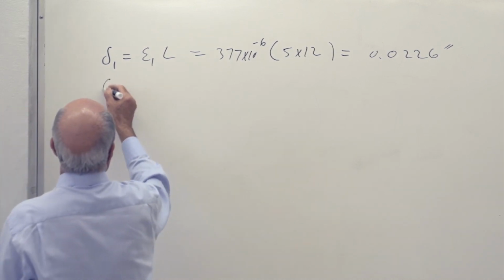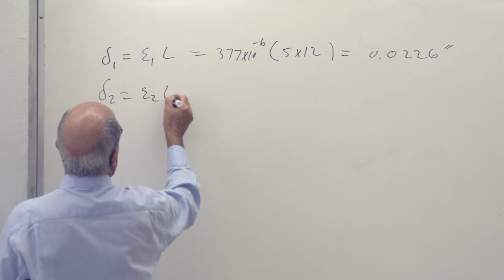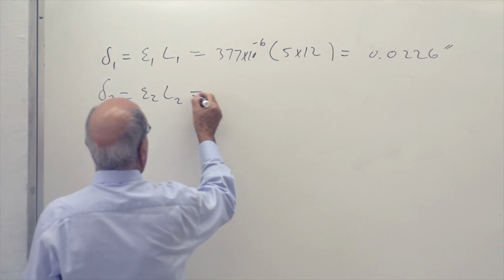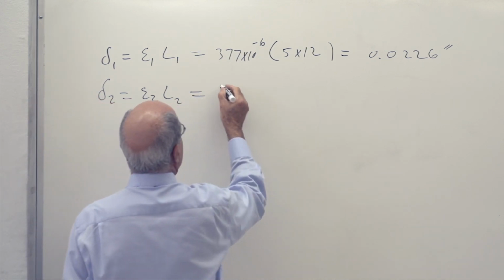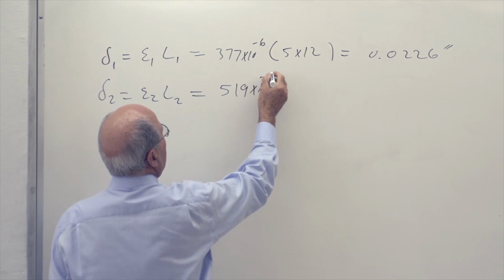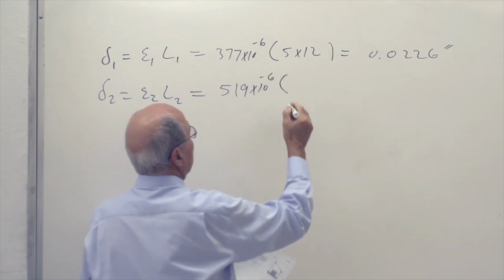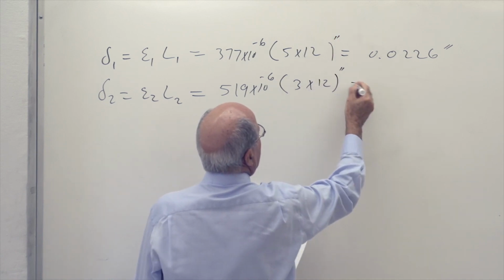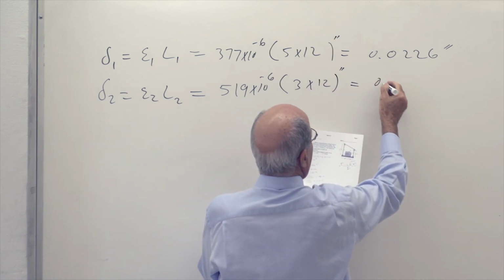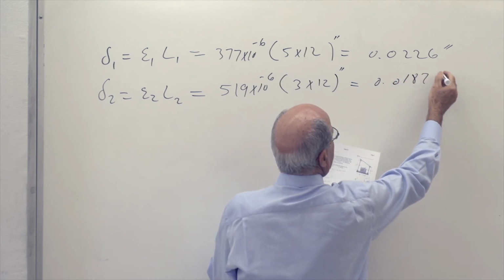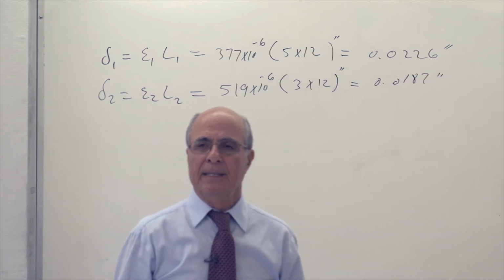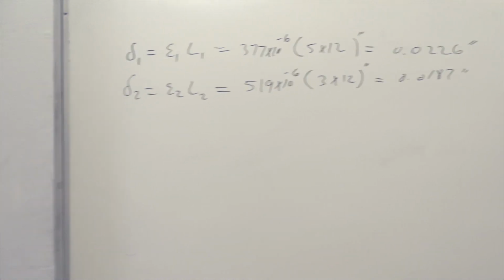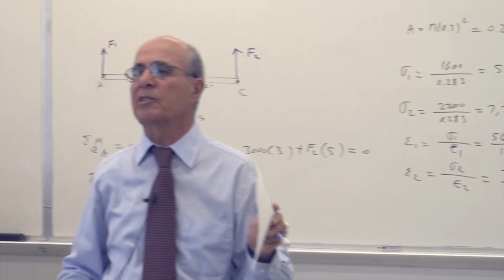And delta 2 the same way, epsilon 2 times L2. So that one becomes equal to 519 times 10 to the power of minus 6. The length of the second was 3 feet, so 3 times 12 inches. So this is in inch. Therefore, it becomes equal to 0.0187 inches. Okay, that's part A and B. Practically, after you do the statics, all you have to do is plug those numbers into the formula I gave you. Is that correct or not?